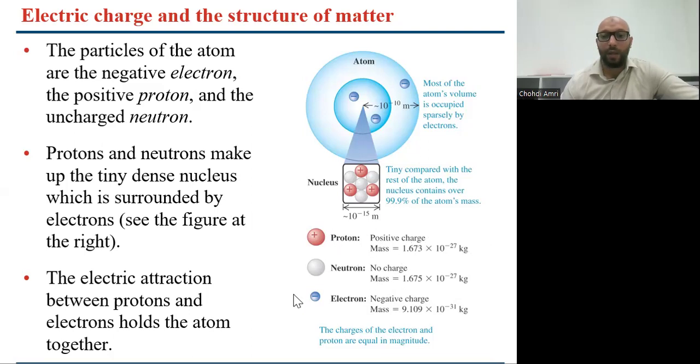What about the electron? The electron is negatively charged. Its mass is 9.109 times 10 to the power negative 31 kg. So these three particles make up the atom. You see here that in the nucleus, the proton is positively charged and the electron is negatively charged. Negative and positive charges attract each other. The electric attraction between protons and electrons holds the atom together.